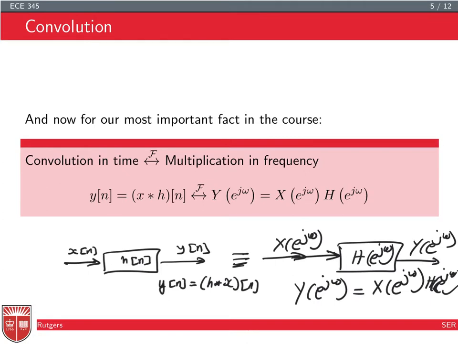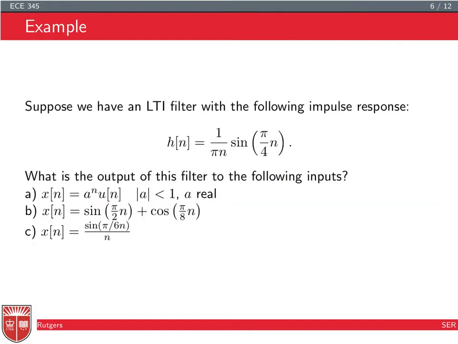So basically, convolution in the time domain is multiplication in the frequency domain. The importance of this property is that convolution is very tightly connected to the input-output of a linear time-invariant system. We will apply this a lot in examples. So let's apply the convolution property by doing the following problem.